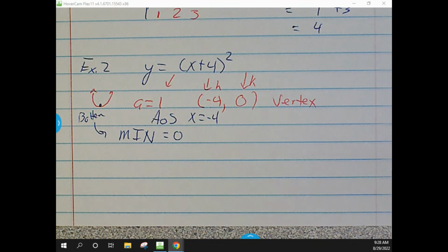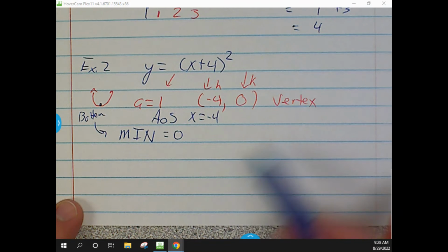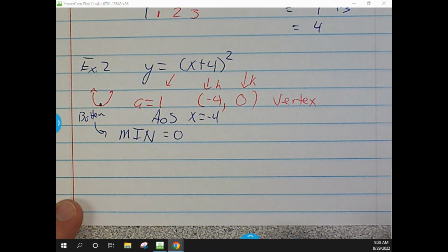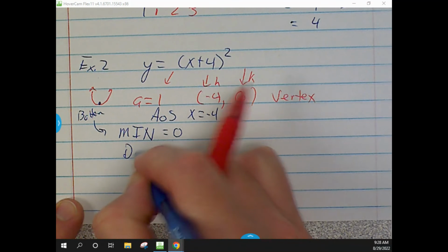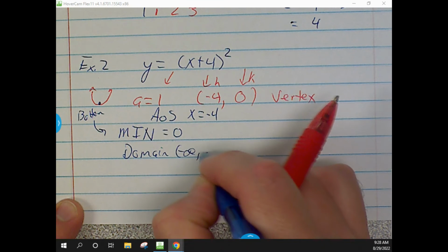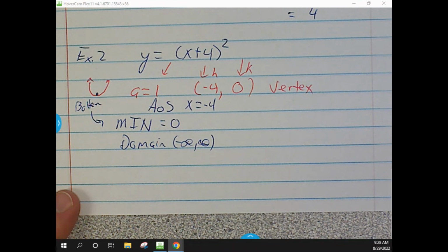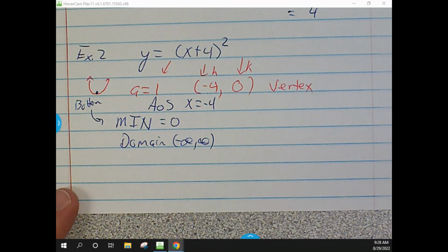Okay, so we've got the axis of symmetry. We've got the min value, in this case at 0. We've got the vertex. Domain and range. Again, domain is always negative infinity to infinity. And a lot of times they won't even ask you about the domain just because it's the same answer every single time. They might ask it once, but usually after that they'll quit asking.